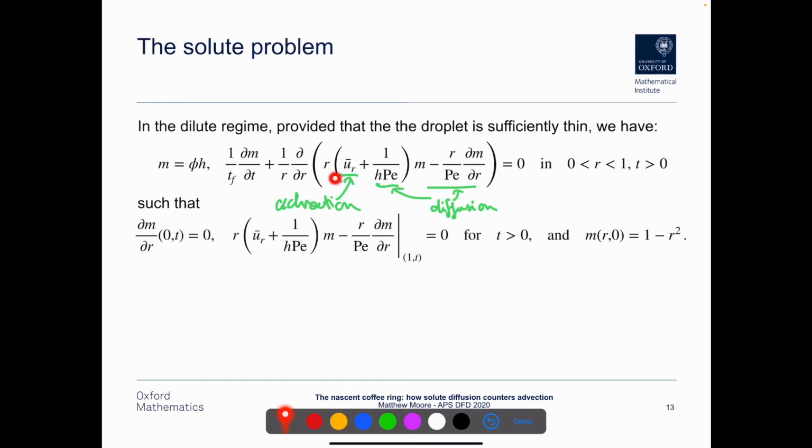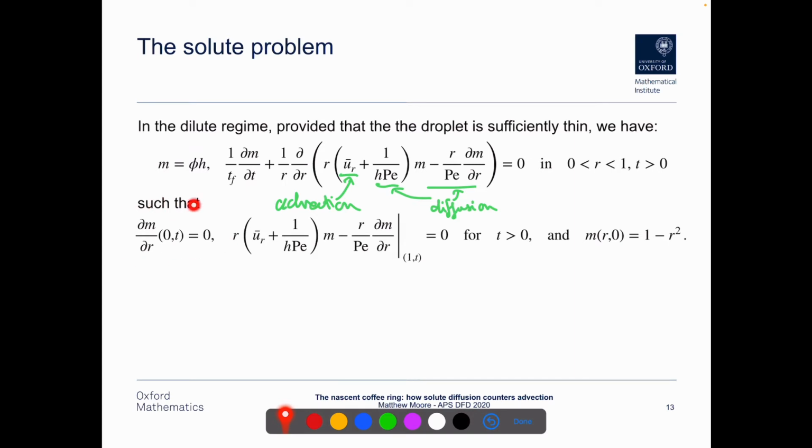So there is a term here that says the solute mass is being advected to the boundary. And there's this competing term here, which is the diffusion of the mass back away from the contact line where the concentration is quite high. We've written down some sensible boundary conditions to go along with this.